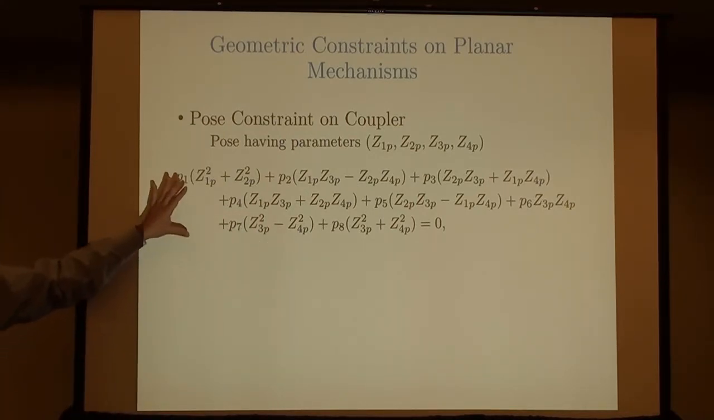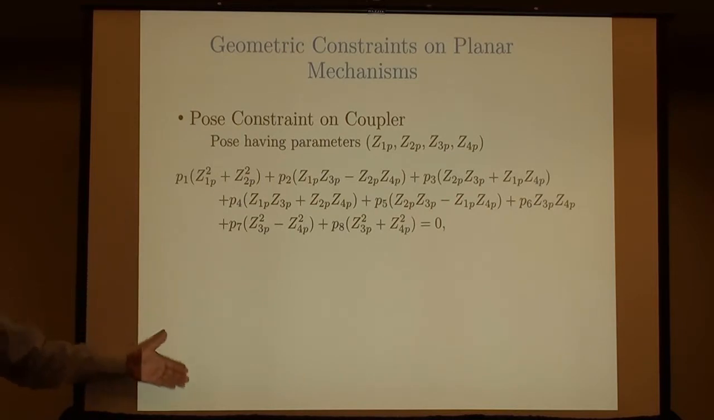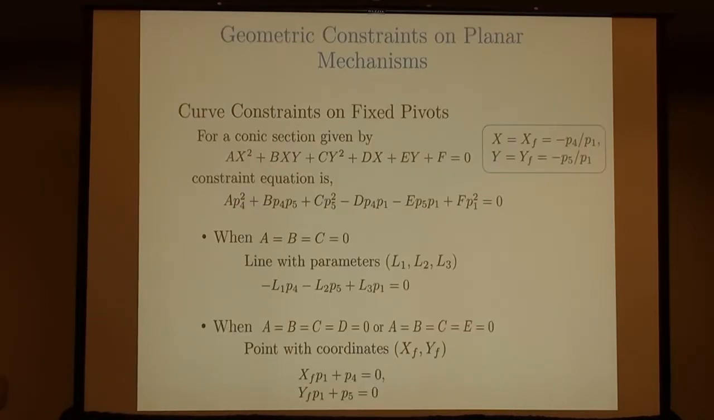Right? I get one linear, so this becomes a linear equation. So it's a linear constraint on one pose. If I am given 5 positions, then I have 5 such equations. Great? Alright? Now let's look at the other types of constraints.